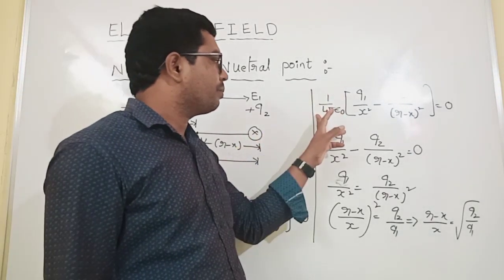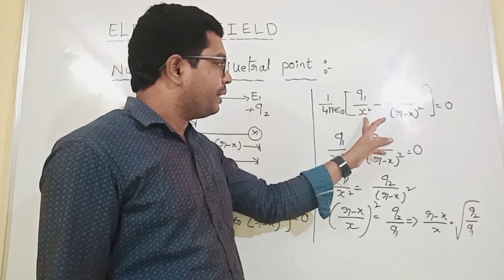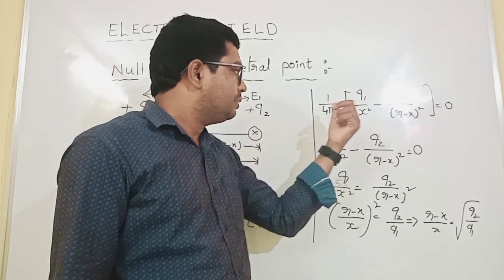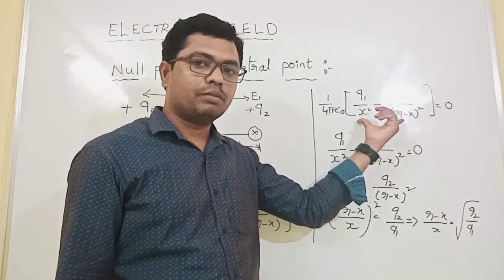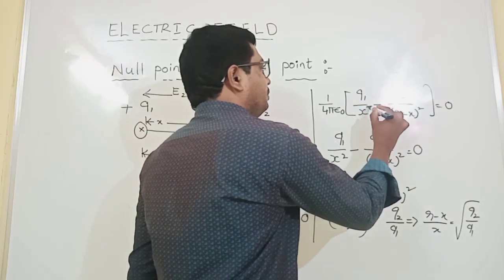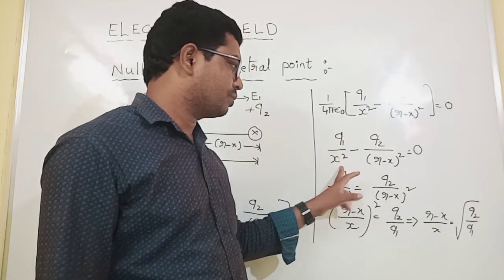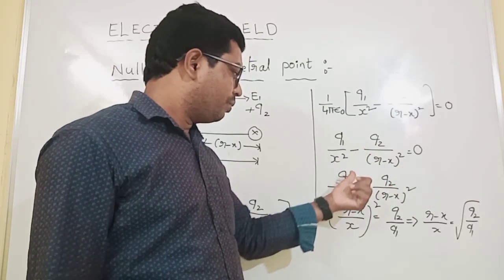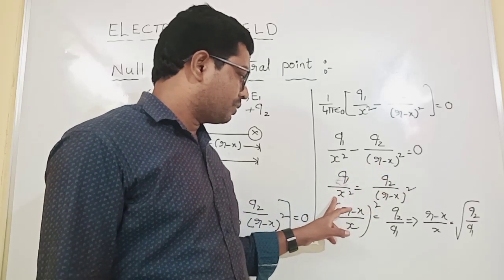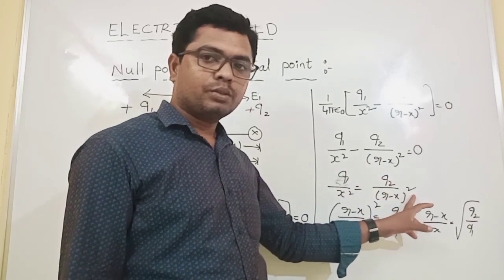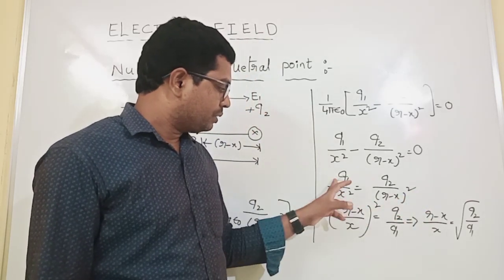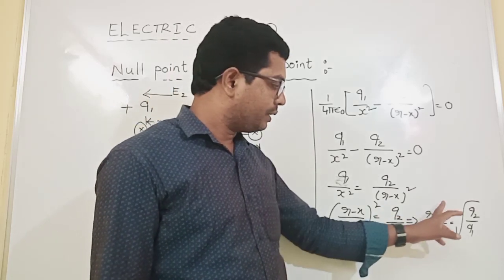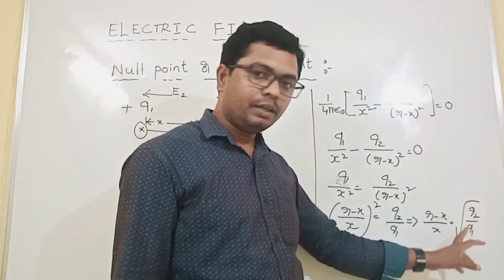Now 1 by 4 pi epsilon is common, and Q1 by x square minus Q2 by r minus x whole square is equal to 0. This part is not equal to 0, but this part is equal to 0. So Q1 divided by x square minus Q2 divided by r minus x whole square is equal to 0. Q1 by x square is equal to Q2 by r minus x whole square. Then r minus x by x whole square is equal to Q2 by Q1. R minus x divided by x is equal to root of Q2 by Q1.